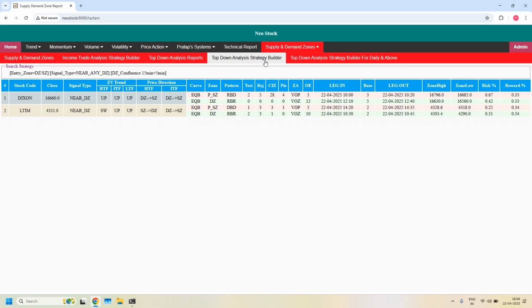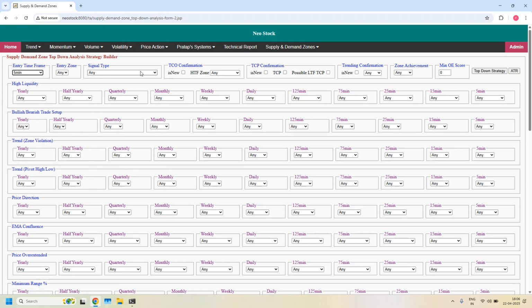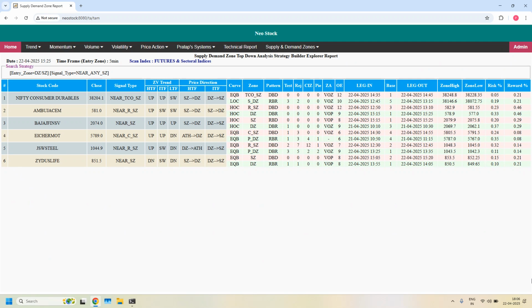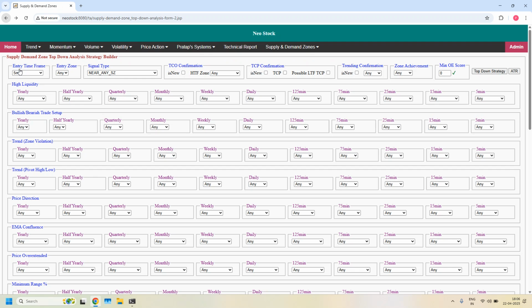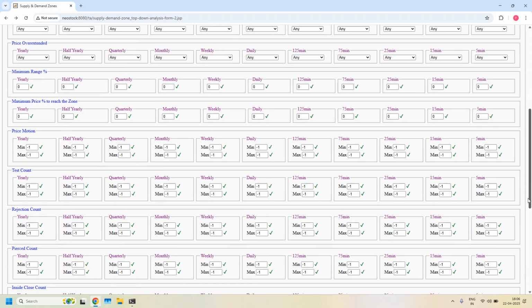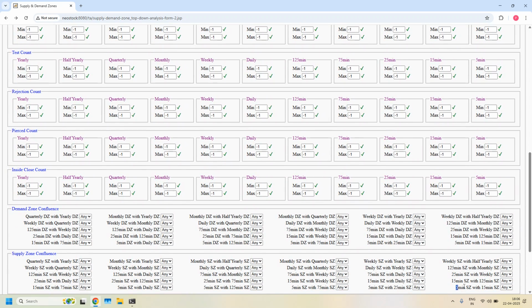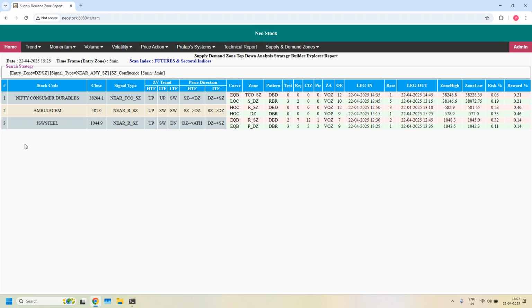Next, 5-minute time frame, stocks near 5-minute supply zone. We got 6 stocks. So let's look into supply zone confluence, 5-minute and 15-minute supply zone confluence. With this filter, we got 3 stocks, and the third one is a pierced supply zone. Okay, with this we have completed finding the stocks near demand and supply zones for different time frames.